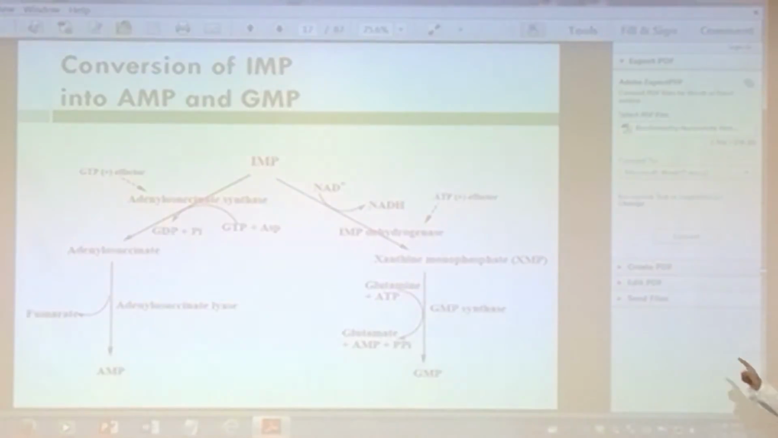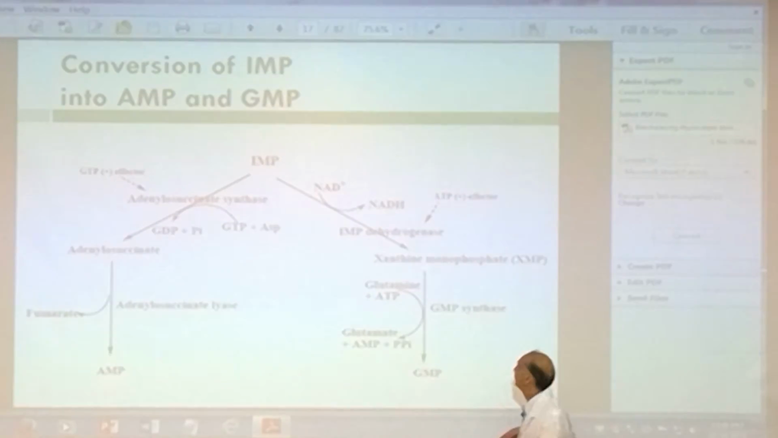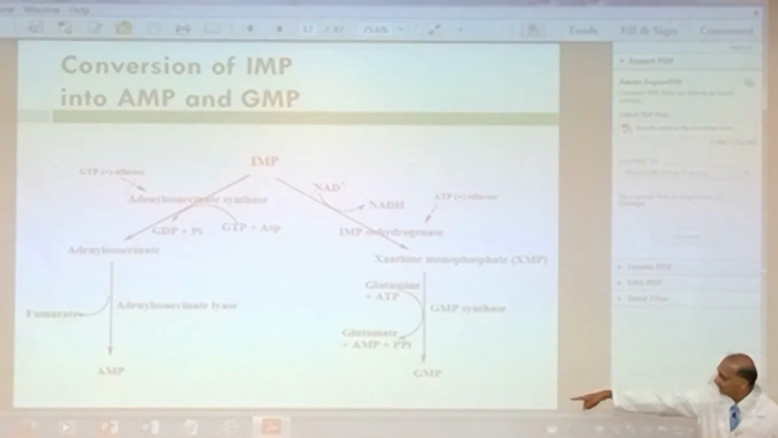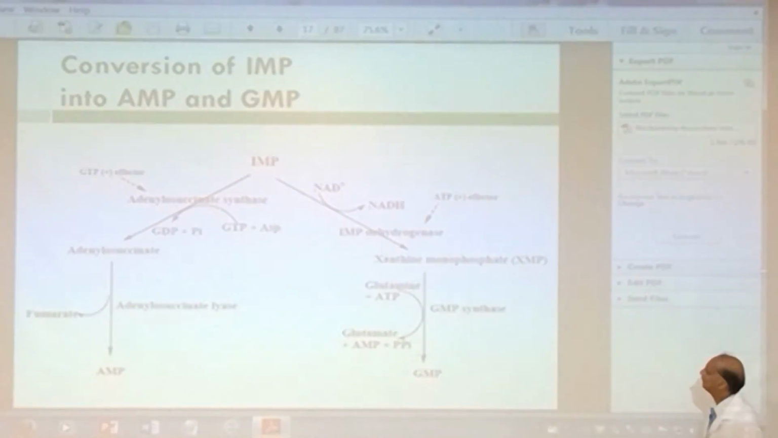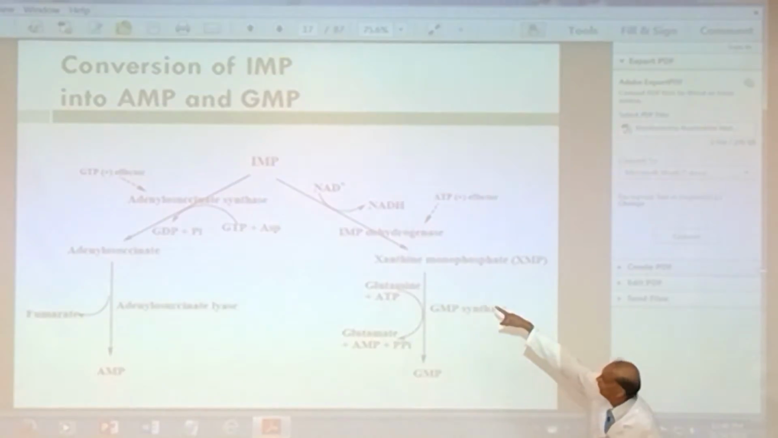Okay. Once you have IMP, it's converted into AMP in 2 steps, and aspartic acid only donates the amino group here, right? And then forms AMP, and then IMP is also converted into GMP, where you have the intermediate XMP, the enzyme that is highly regulated is the IMP dehydrogenase.